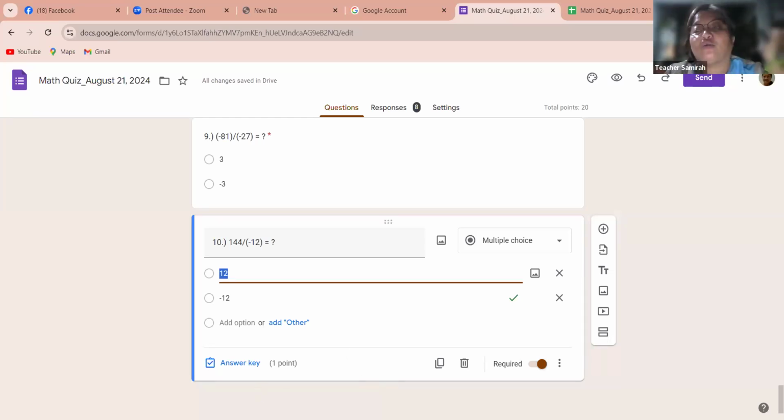Okay, so when you are going to subtract integers, you should always remember the SCC. What does SCC stand for? Same, change, change. The first integer will still be the same. I am not going to do anything with the first integer. I am simply going to copy the first integer.